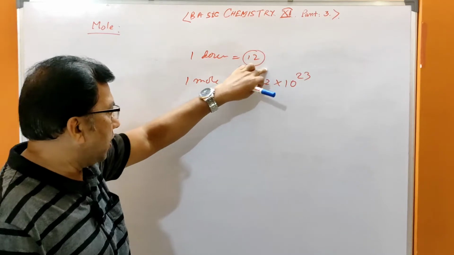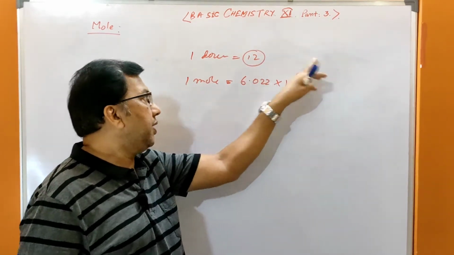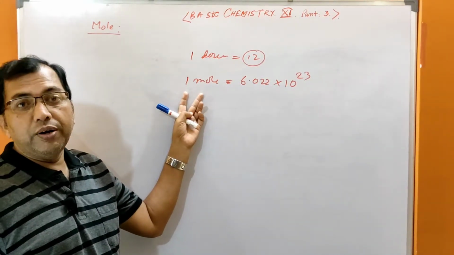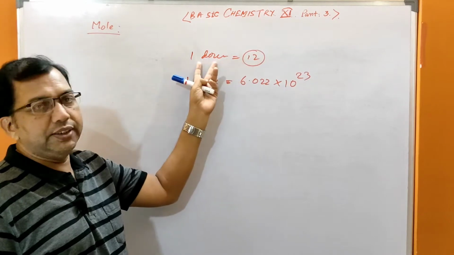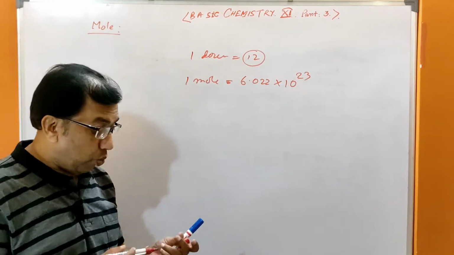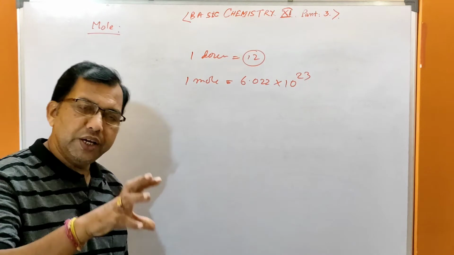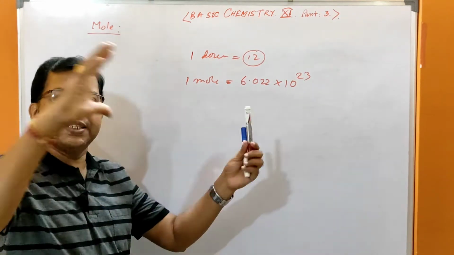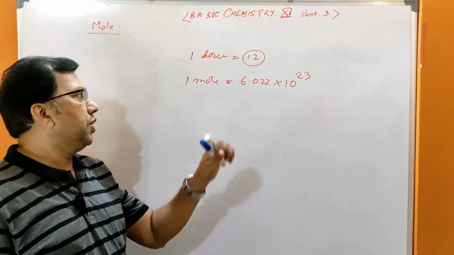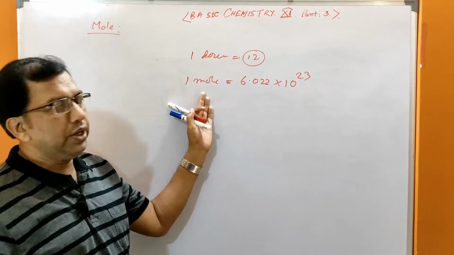So for a large number we have to indicate it in a small way: 1 mole, like 12 means 1 dozen. Why mole? Same thing, I have to express large numbers. So in this case we use mole, okay.